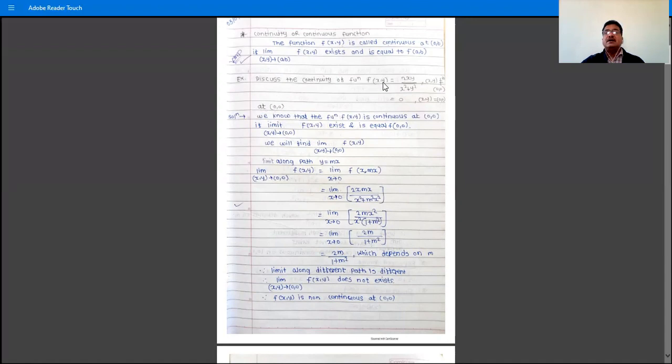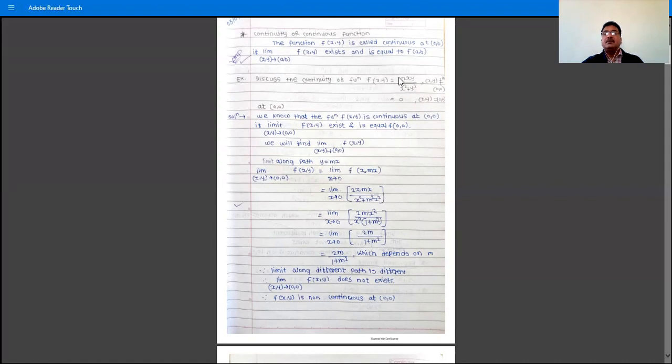So I have to discuss the continuity at (0, 0), and we know the function f(x, y) is continuous at (0, 0) if the limit as (x, y) tends to (0, 0) of f(x, y) exists and is equal to f of (0, 0). That is, if this limit does not exist, then the function is not continuous at (0, 0). So first we show this limit either does not exist, or if it exists, then show it by using the definition.